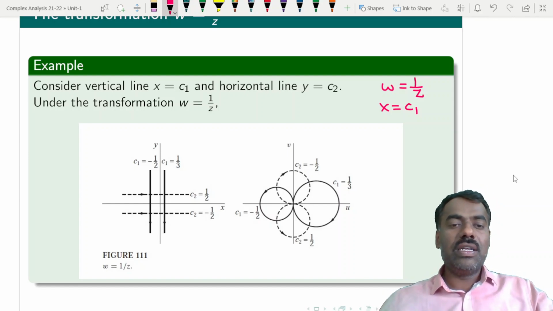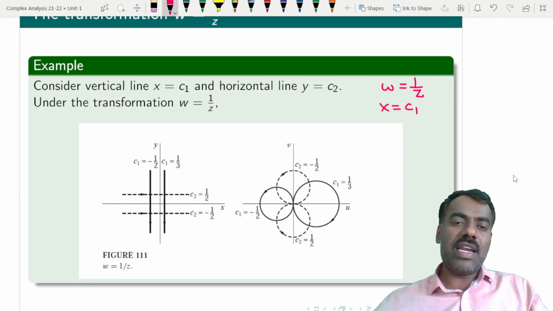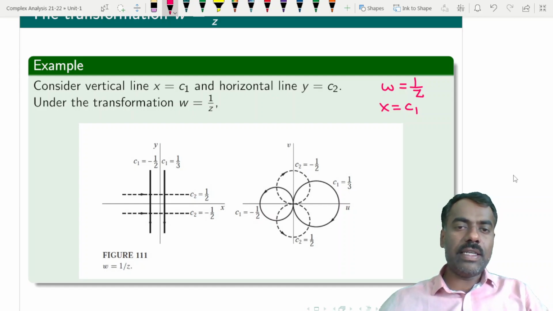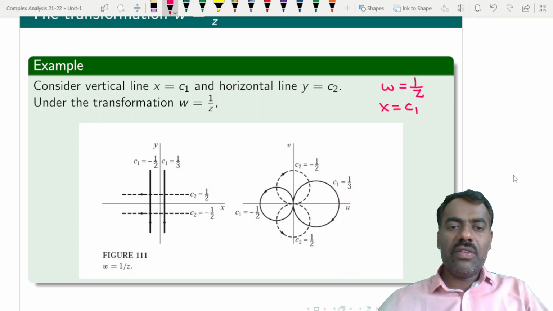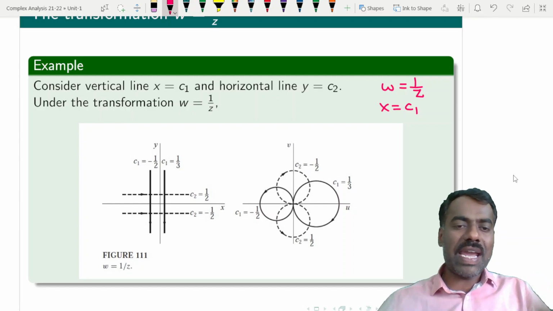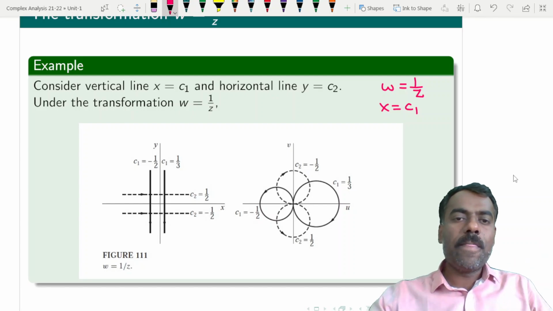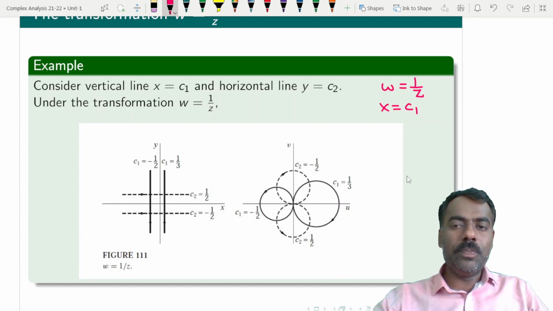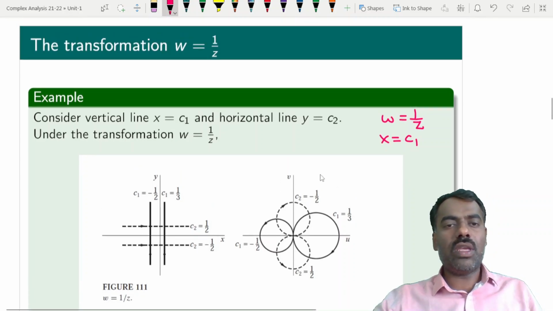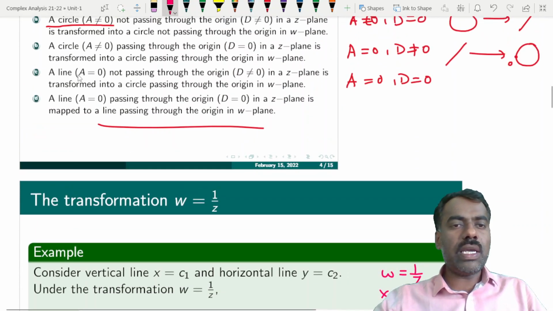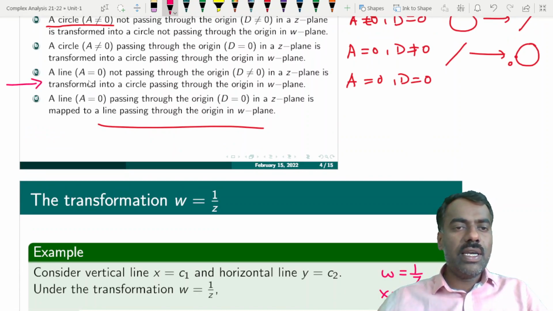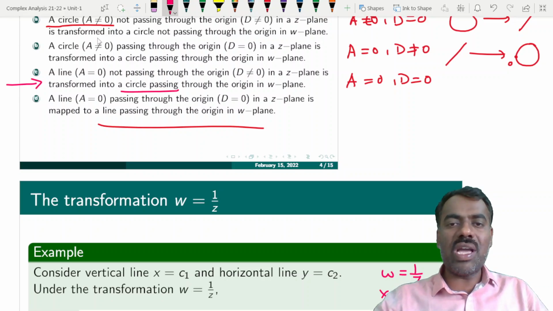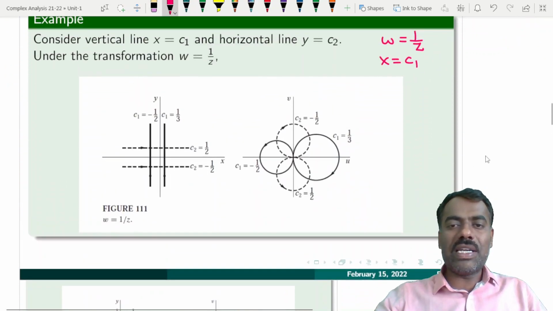We will just take two examples, because if it is on the right-hand positive side, what will we get, and if it is on the negative side, how will we get it? Because x is equal to C1, where C1 is not equal to 0, that means it is a line not passing through the origin. So what will it be mapped to? From the previous one, if we have a line not passing through the origin, then it is transformed to a circle passing through the origin in the w plane. So what is that?